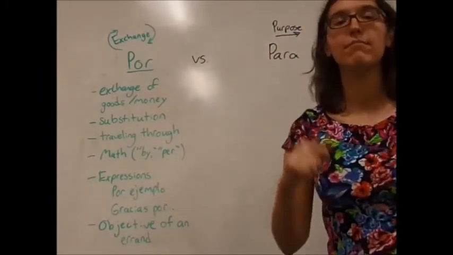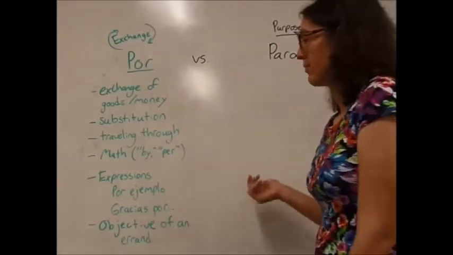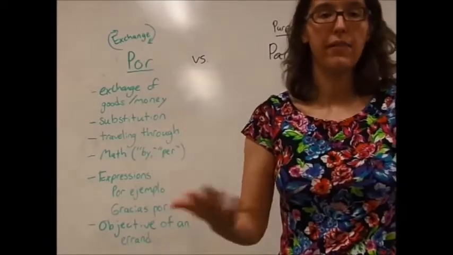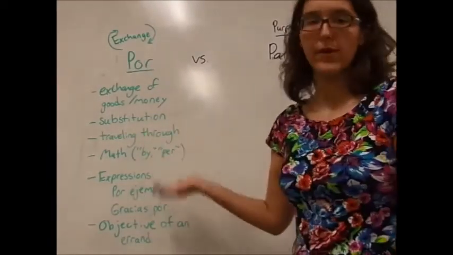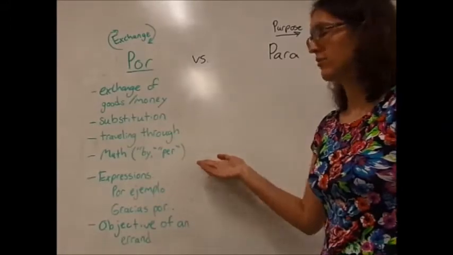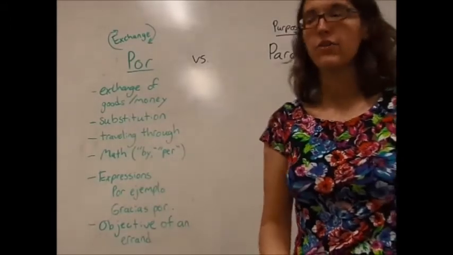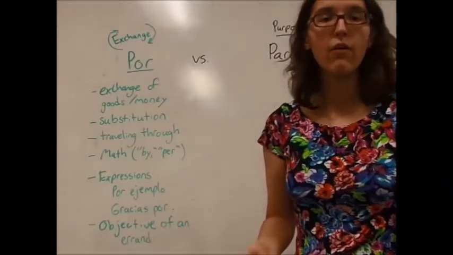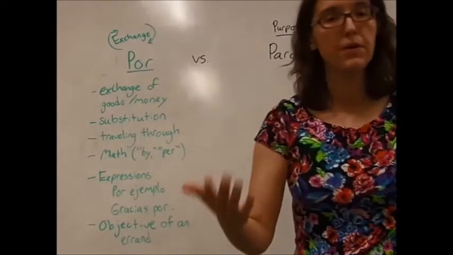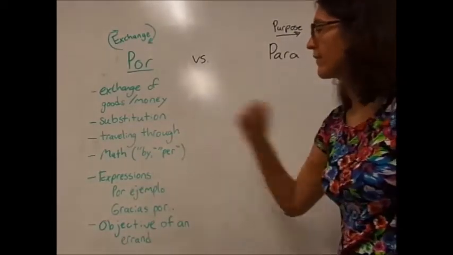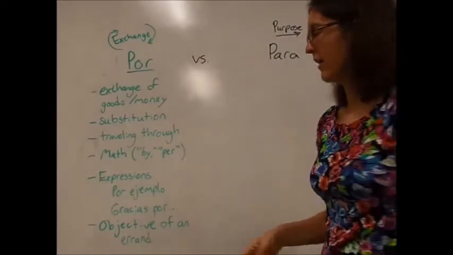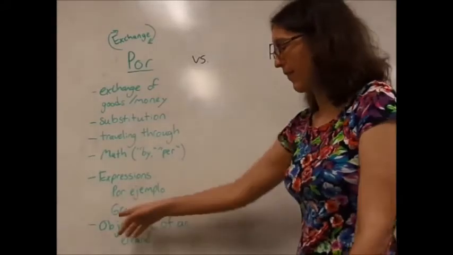Por is used in math in Spanish. For example, if you're multiplying something by 3, it would be "por tres." Also, it's used to express "per," like we do in English: miles per hour, or frames per second. There are some expressions that always use por, like "por ejemplo" and "gracias por."